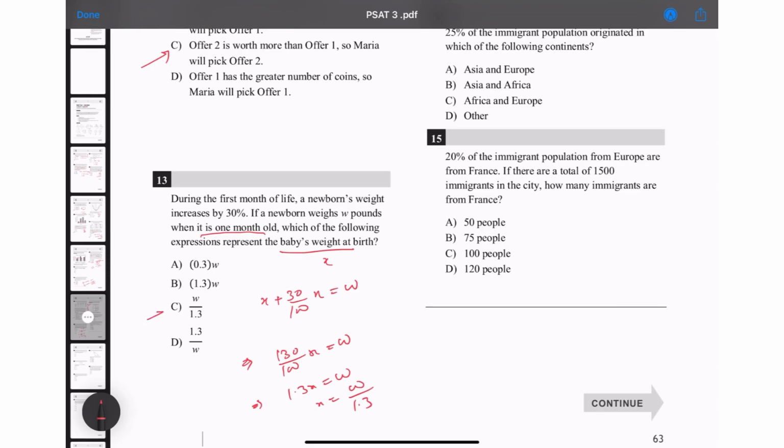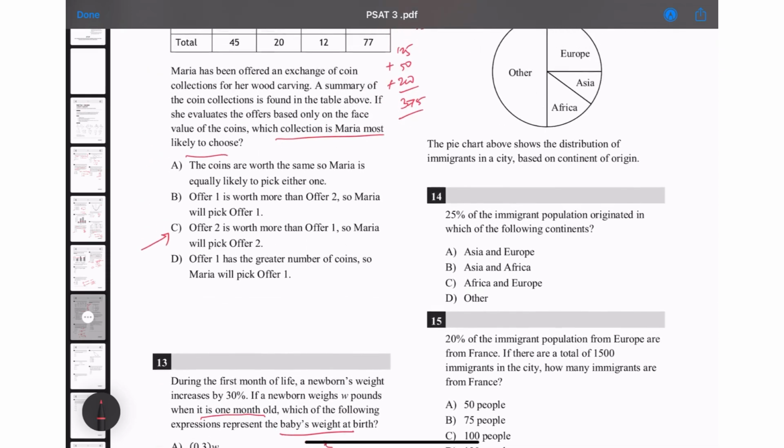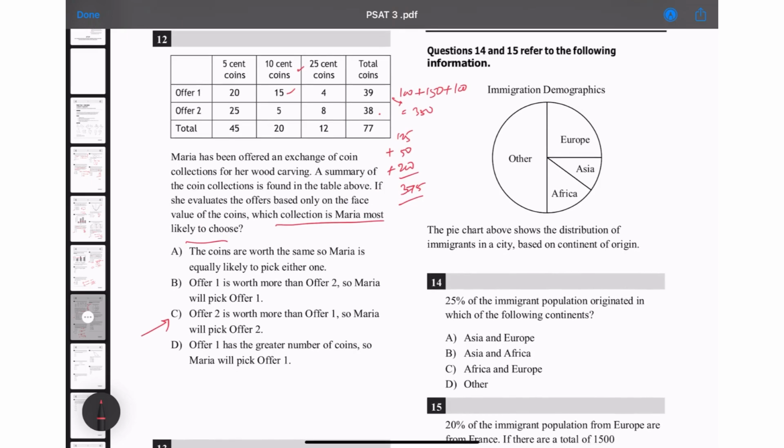So the option is C. Let us go to the 14th question. 25% of the immigration population originated in which of the following continents? Asia and Europe? No. Europe is already 25%. Asia and Africa? Yeah, Asia and Africa is the correct answer.